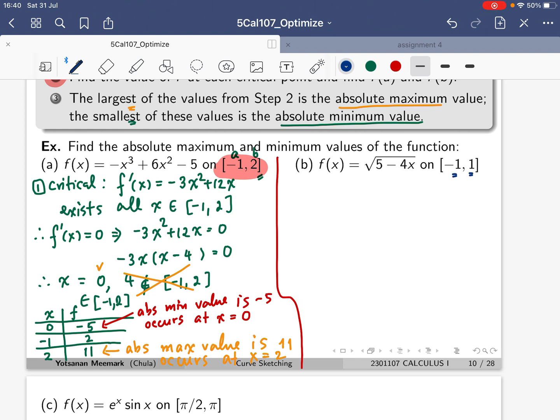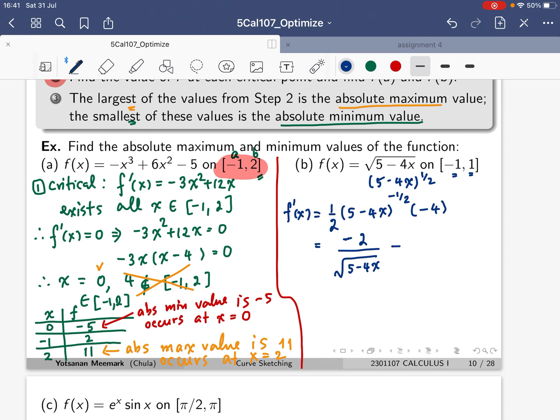For the next one, you need to consider the square root of 5 minus 4x over this closed interval from -1 to 1. Now you are going to find your f prime. Don't forget that it is 5 minus 4x raised to the power 1/2, right? So your f prime is 1/2, and then 5 minus 4x raised to the power -1/2, and then the derivative of the inside. So you have -2 over the square root of 5 minus 4x.